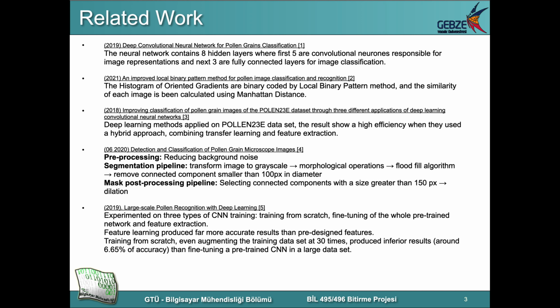to the mask. In the last one, they experimented on 3 types of convolutional neural network training, which are training from scratch, fine-tuning of a pre-trained network, and feature extraction. The results show that feature learning produced more accurate results and training from scratch produced inferior results.